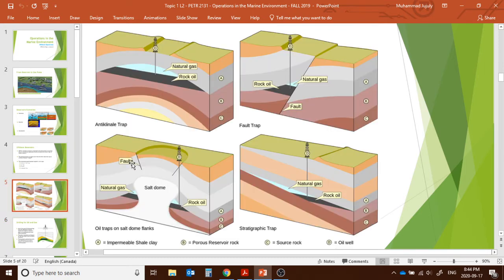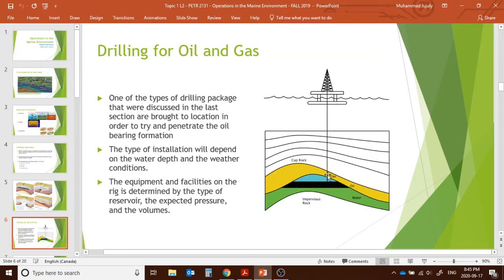Okay, so these traps are mostly non-porous rock formations, something like igneous rock, so that oil and gas deposit in here but cannot migrate through the top. So what we need to do is drill a hole through this igneous rock, or this formation, and we can reach the place where the oil and gas has been deposited.